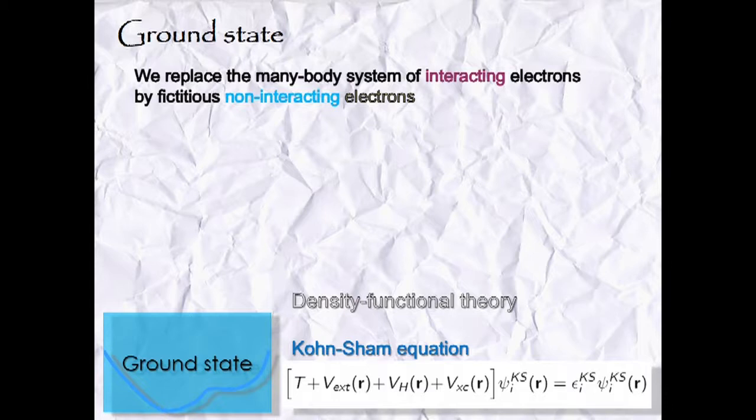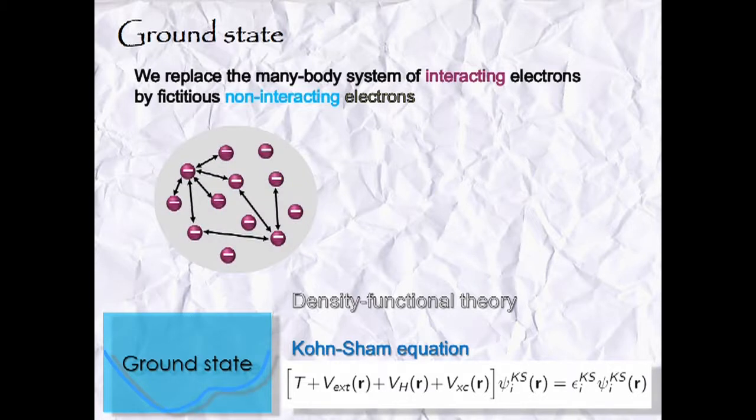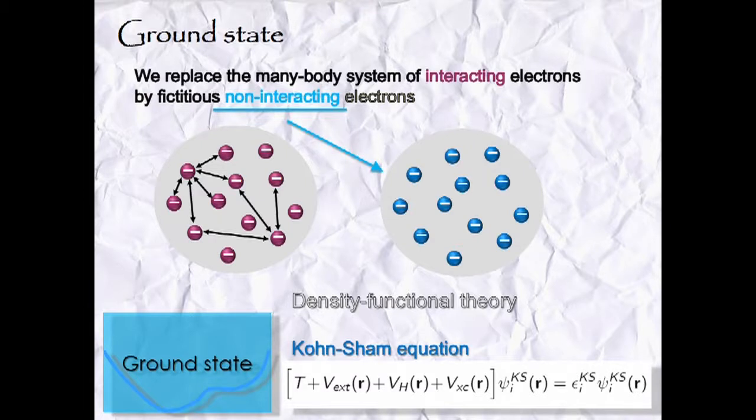Now this is a trick. I've put it up here already, because we replace this many-body system of interacting electrons, which would require the many-body wave function, by a fictitious system of non-interacting electrons. So if you start from electrons, each of these electrons interacts with the other by Coulomb interaction, you go to a system of electrons which seemingly don't interact because they feel the interaction with all the other electrons by this effective potential.